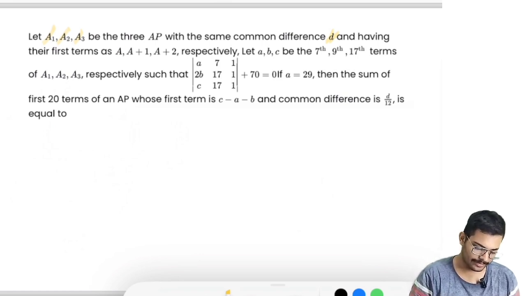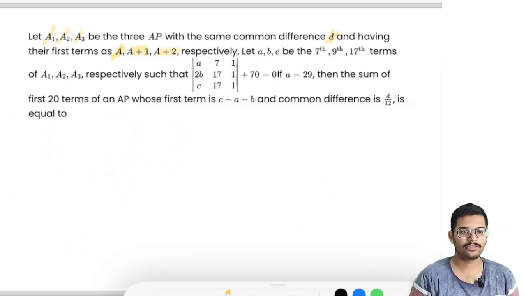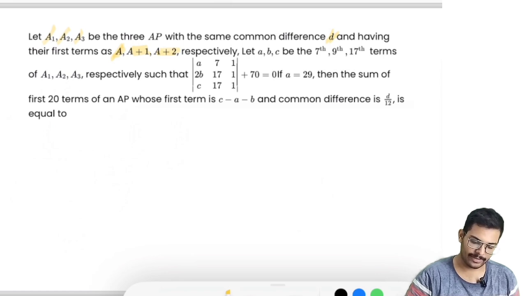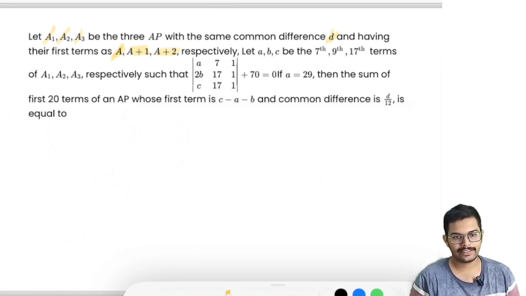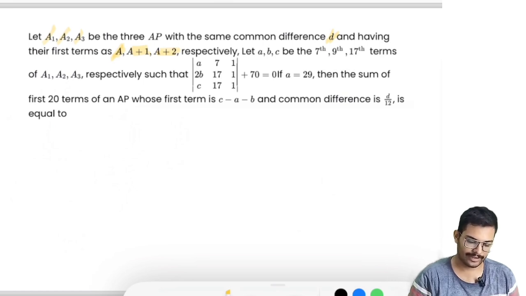Having their first terms A: the first term of A1 is A, the first term of A2 is A plus 1, the first term of A3 is A plus 2. Respectively, let a, b, c be the 7th, 9th, and 17th terms of A1, A2, A3. Respectively, we have one determinant value, and again if A equals 29, which means there are two variables we need to find, the common difference D and the first term capital A.